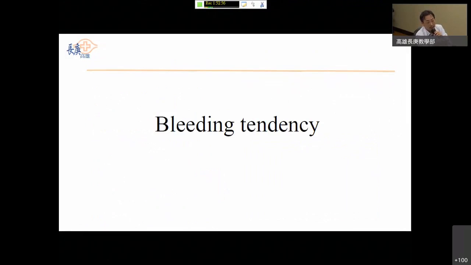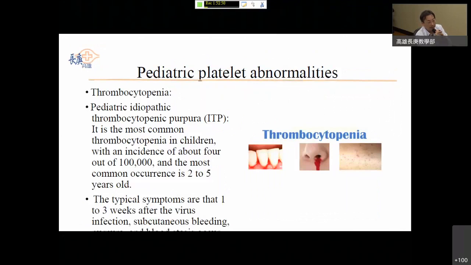About the hematological disease, there is another thing we need to talk about, which is the bleeding tendency, which is the platelet abnormality, okay? The platelet abnormality that we can see is thrombocytopenia. Thrombocytopenia means that the platelet is decreased. And this mostly happened at the age from 2 years old to 5 years old, okay? And most likely it was induced by a virus infection, okay?